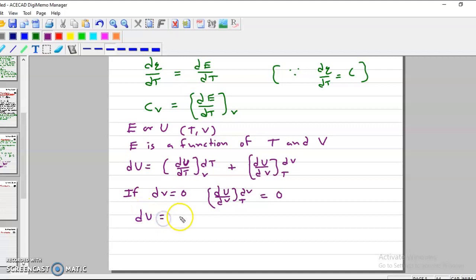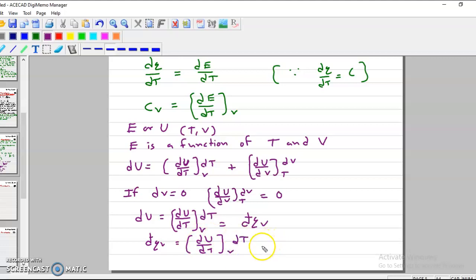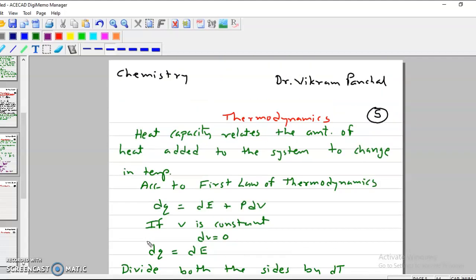Therefore, dU is equal to dU upon dT into dT at constant volume, and that we write as dqv. So dqv is equal to dU upon dT into dT at constant volume, and therefore we can write dqv is equal to Cv dT. So this is also one of the equations of heat capacity at constant volume.